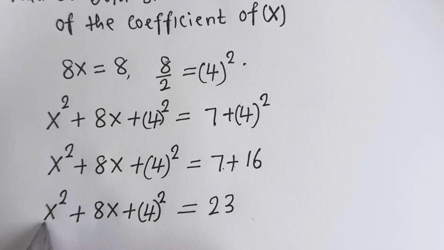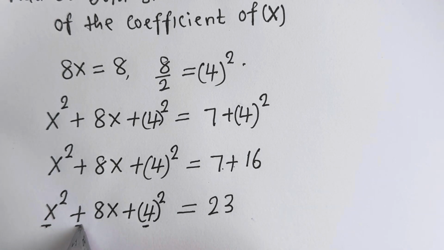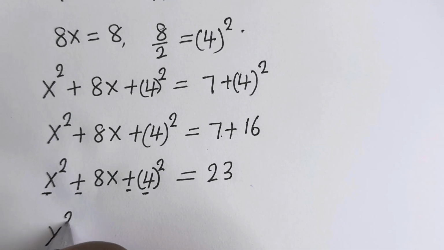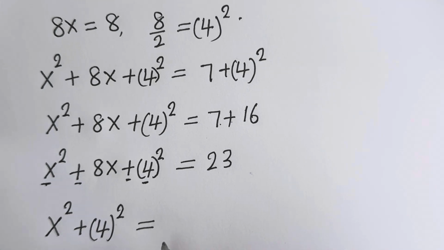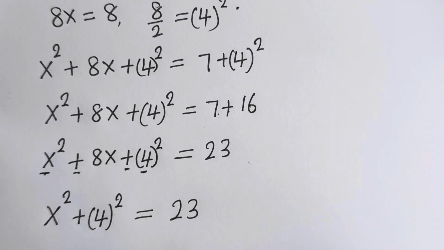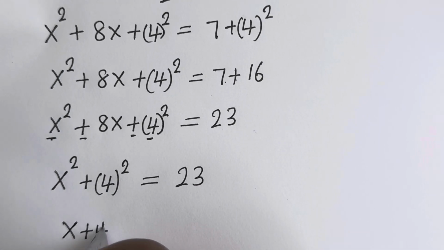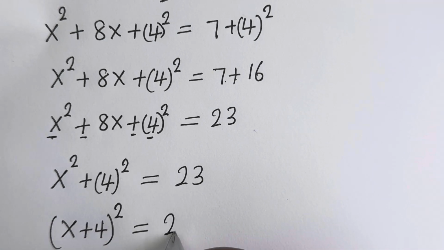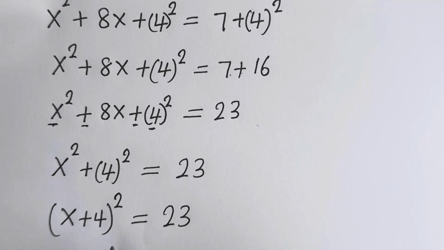Now, at this point, we have this s square here and this 4 square. The sign here is positive, here is positive. So, we have s square plus this 4 square is equal to 23. Then this can be written as, because of the same power, s plus 4 all square is equal to 23. Now, let's take the square root of both sides of this equation.